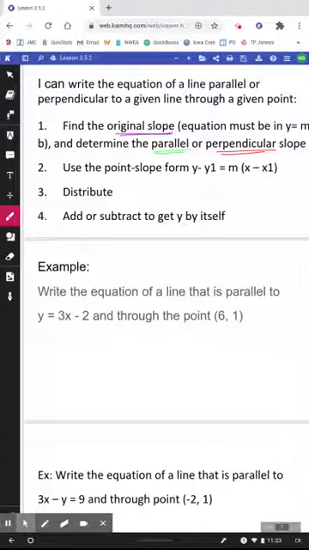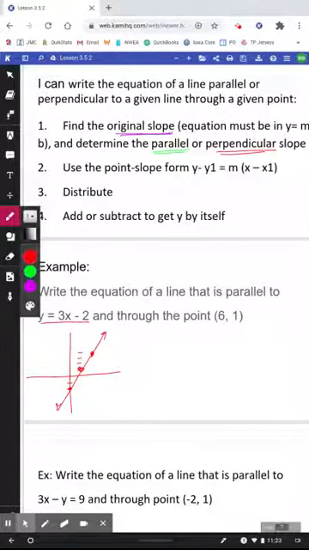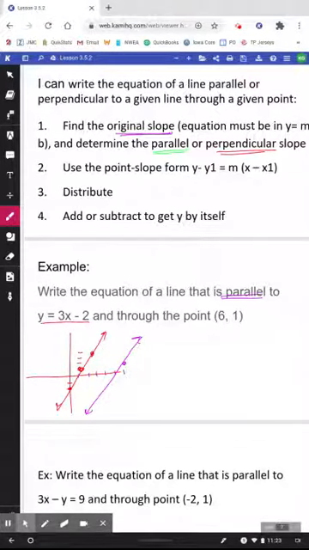So here's the example. Write the equation of a line that is parallel to, and I'm going to draw a picture of this original one. So it starts at -2 and it goes up 3, right 1. So here's my original line. And it wants the equation of a line that is parallel to that, but going through the point 6, 1. So they want the equation of the purple line.